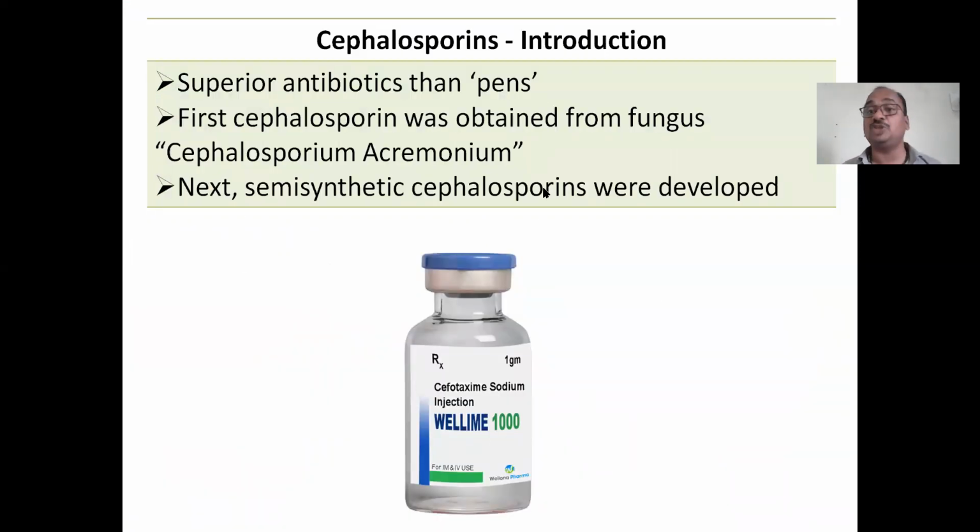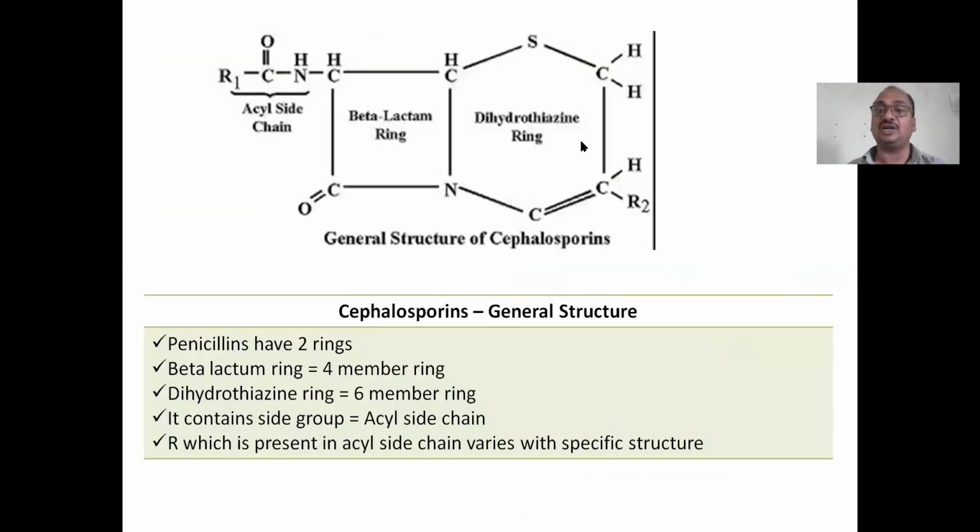And cephalosporins are superpower compared to the penicillins. The first cephalosporin was obtained from the fungus Cephalosporium acremonium. Next, semi-synthetic cephalosporins started to be prepared, and this is the structure. Same beta-lactam ring, but here two R groups are there: R1, the acyl side chain, and R2 is present in the cephalosporin. This is a dihydrothiazine ring. It consists of a six-membered ring. Very, very important. This is the cephalosporin structure.